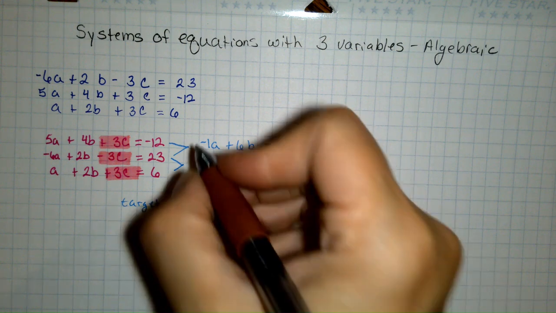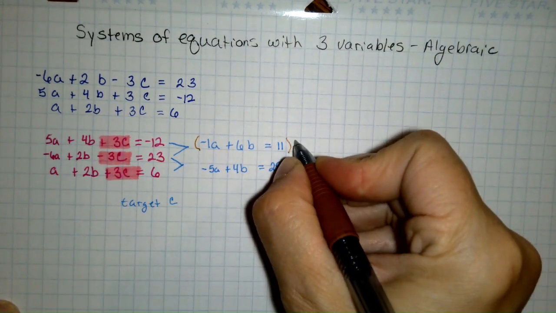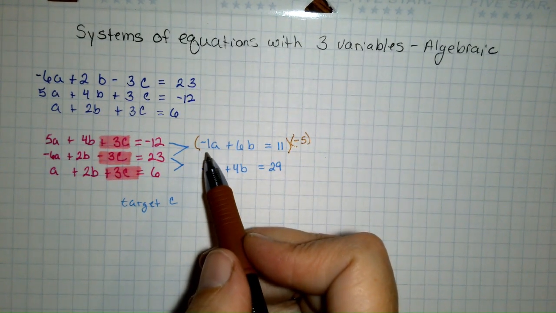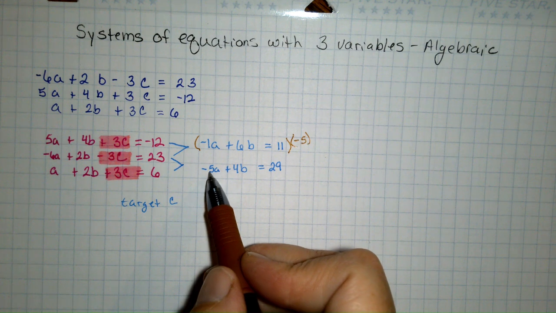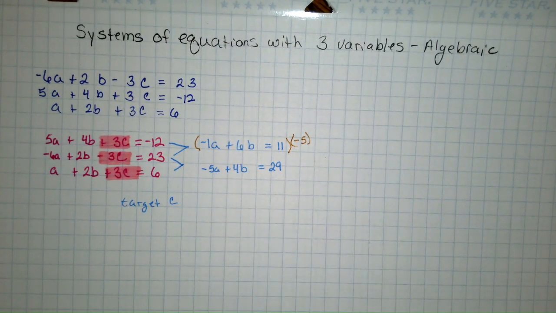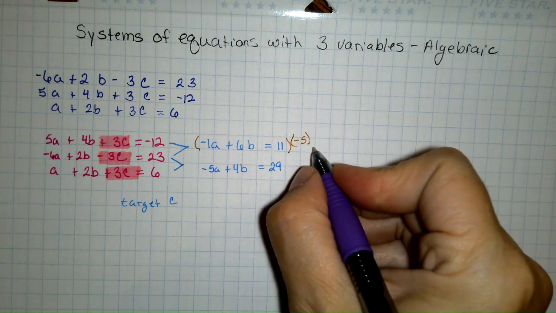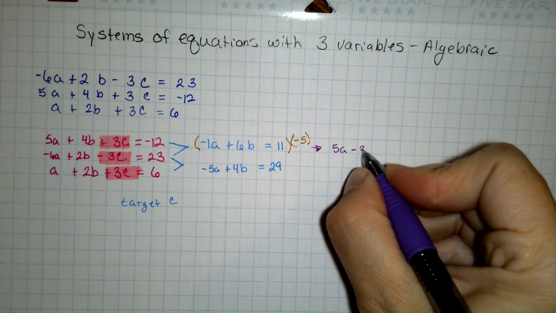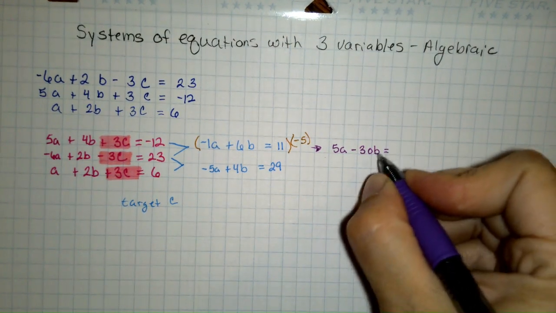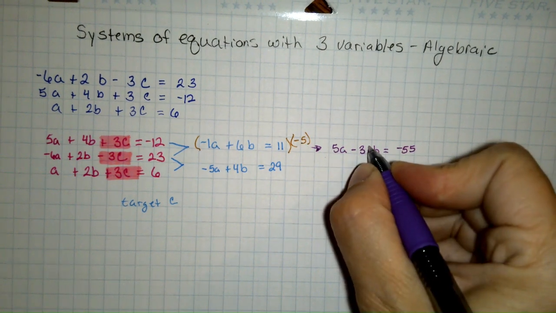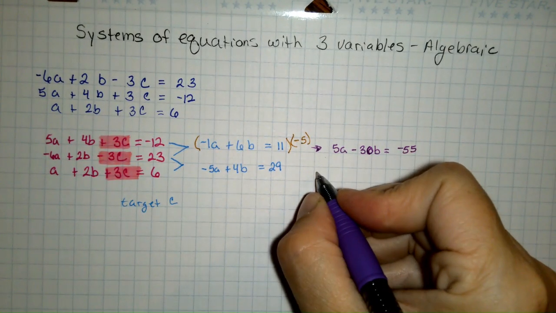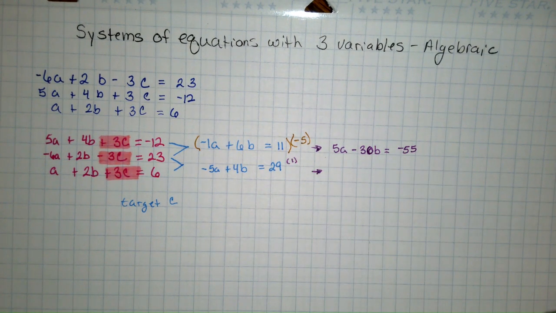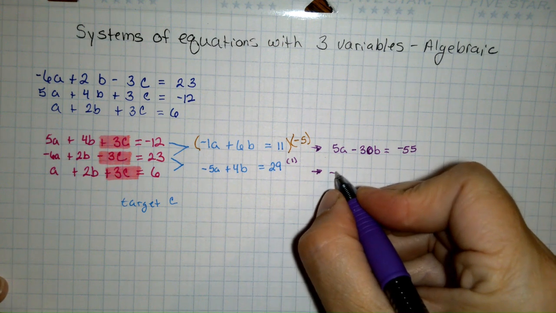I'm going to multiply the top row by 5. Why 5? Because remember, from my last video, I wanted additive inverses. Since this is a negative 5, I need that to be a positive 5. So we're going to rewrite those. So we get 5a minus 30b equals negative 55. I'm just carrying this one over. Technically, I'm multiplying it by 1, and multiplying by 1 keeps something the same.